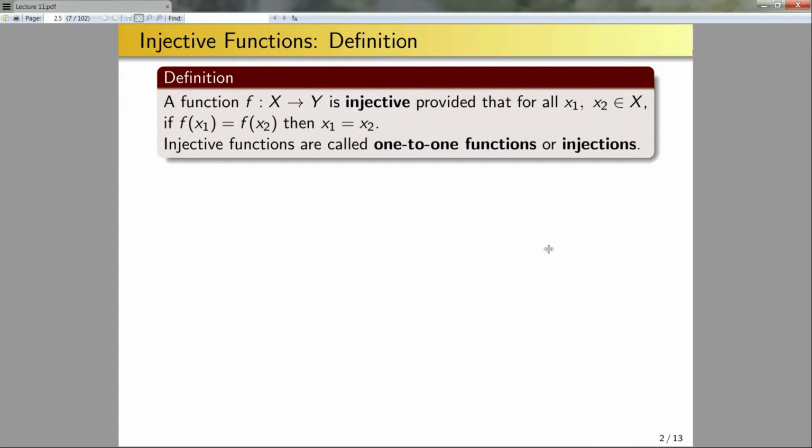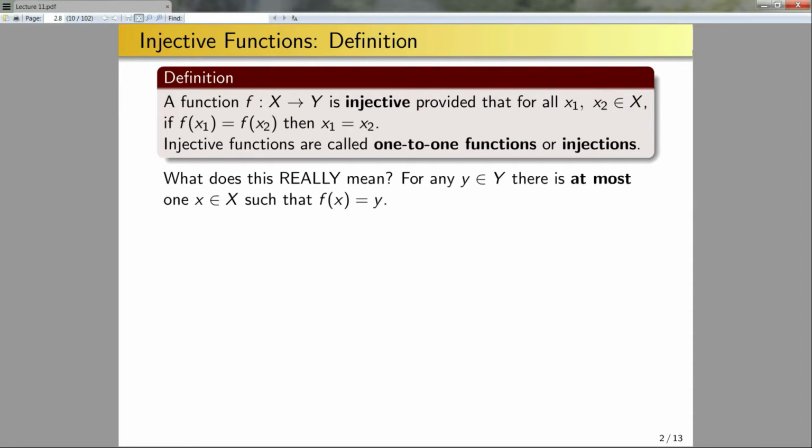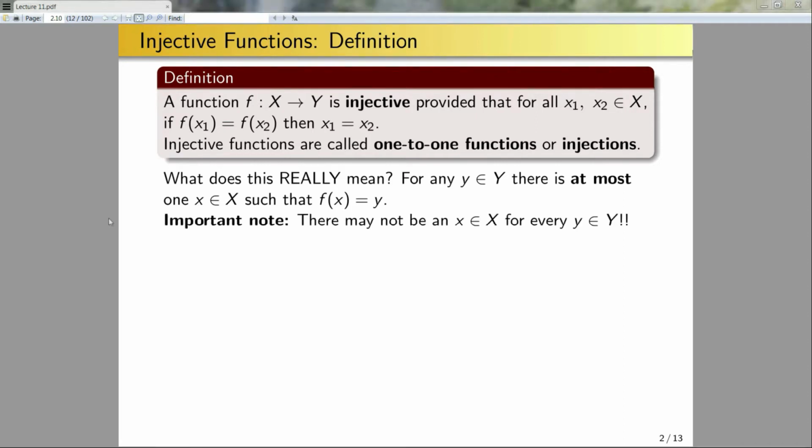So fancy definition. What does it really mean? Well, let's try to unpack this a little bit. For any given y in the set Y, there is at most one x in X such that f of x is equal to y. There may be 0 values of x that map to that value of y, but there is at most one. So explicitly, this important note here: there may not be a value of x in X that maps to any given value y in Y.